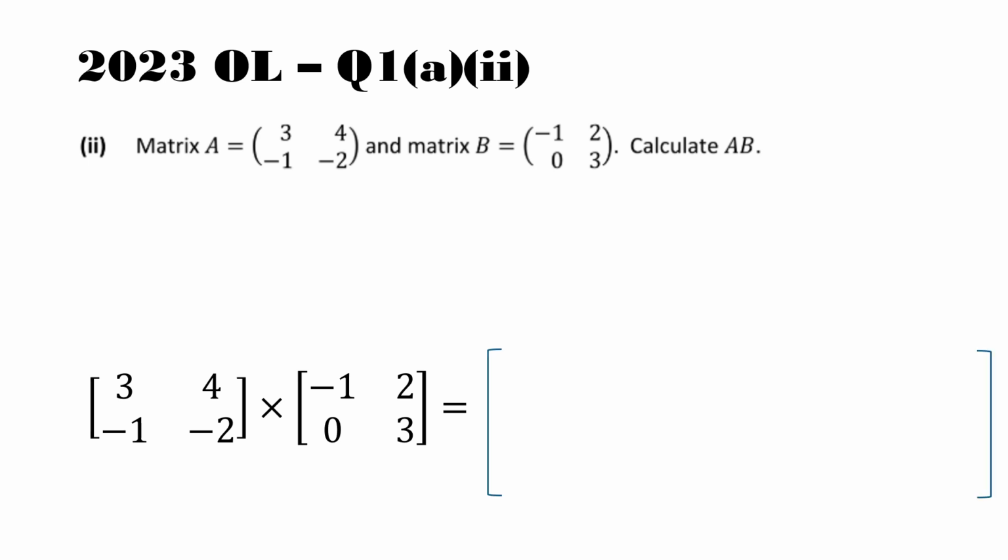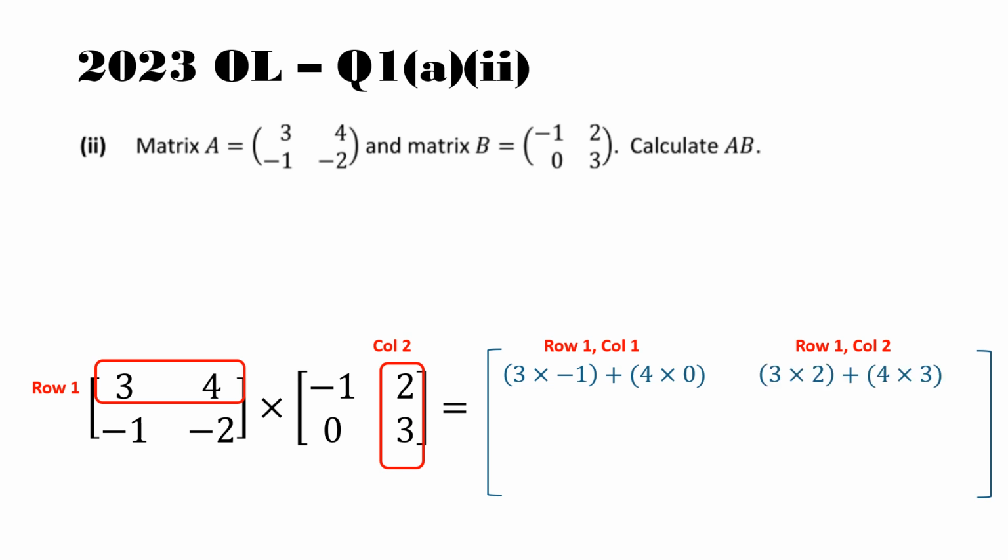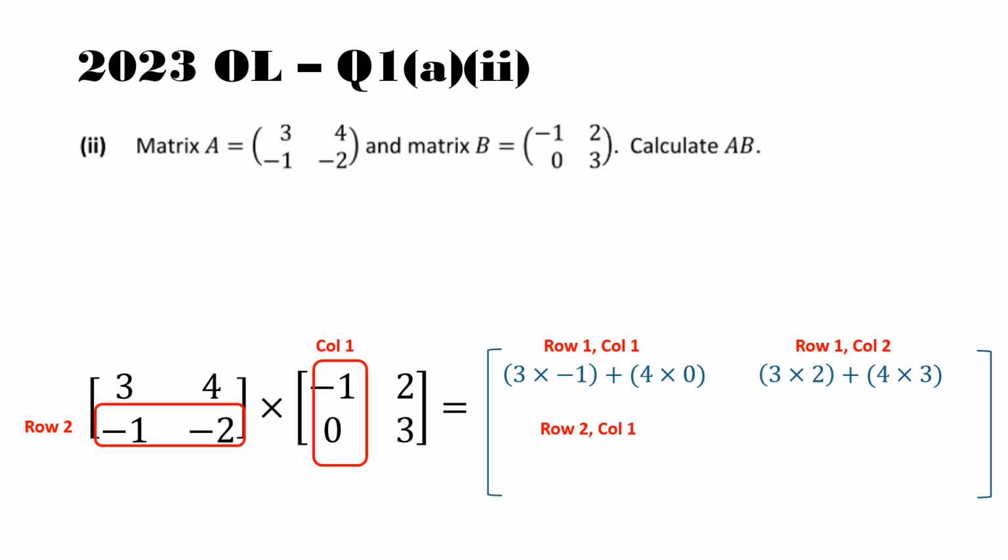So when we're working with any kind of matrices, we're first of all working with the row of the first matrix by the column of the second matrix. So our first entry is row 1, column 1, which is going to be 3 by minus 1 plus 4 times 0. Then we work with row 1, column 2, which is going to be 3 times 2 plus 4 times 3. Then we work with row 2, column 1.